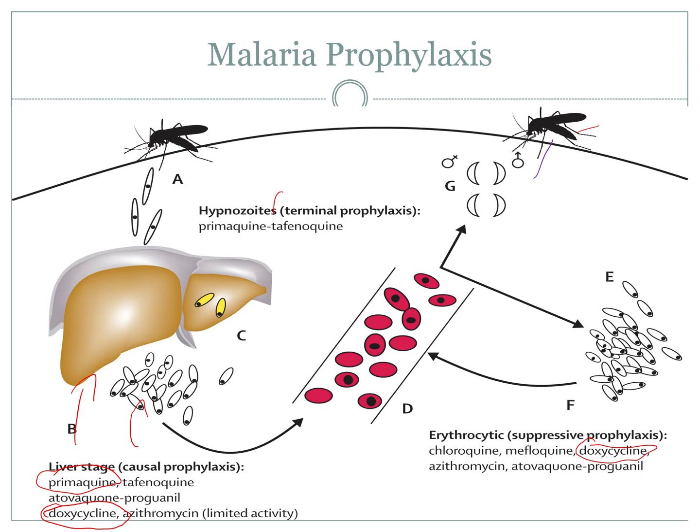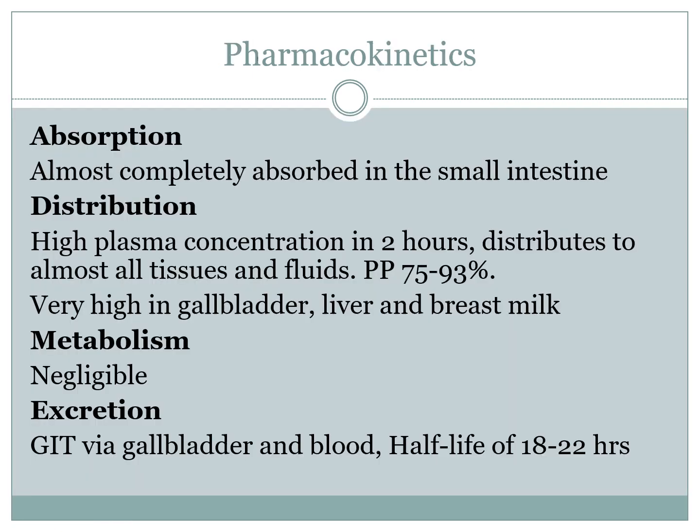Okay, moving on to a closer look at doxycycline itself, we'll have a look at the pharmacokinetics. It's an oral tablet that is almost completely absorbed in the small intestine. So it's quite resilient through the gut, and then it will be completely absorbed, no breakdown at all in the small intestine. It peaks its plasma concentration around the 2-hour mark, and it distributes itself to pretty much all tissue and fluids.